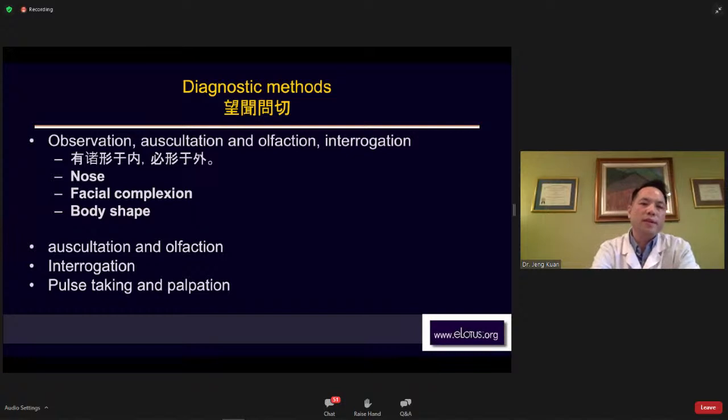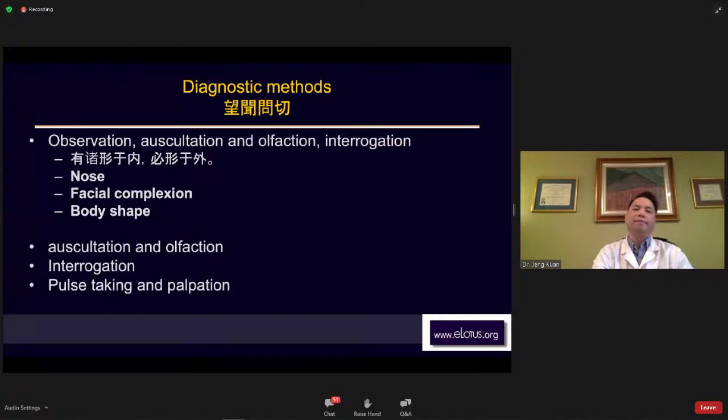And then auscultation and olfaction. We can tell from the person's voice. If it's weak, then there might be Qi deficiency. And then based on the smell, sometimes we can tell. For example, diabetes patients, usually there's some kind of smell. In the beginning, it could be a sweet fragrance or smell, and then later on there might be a bad apple smell, if you know that.